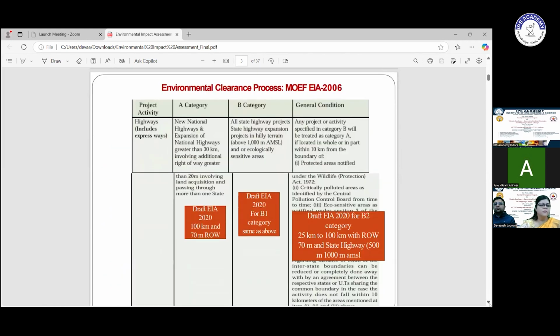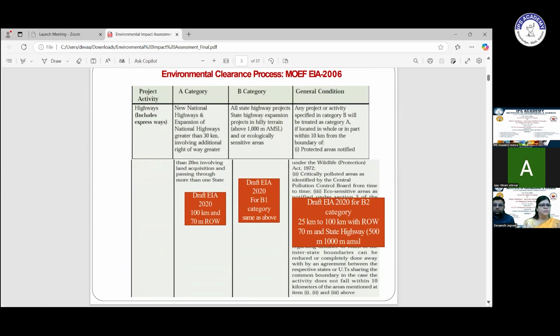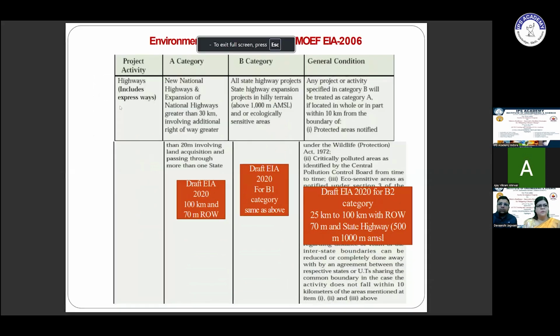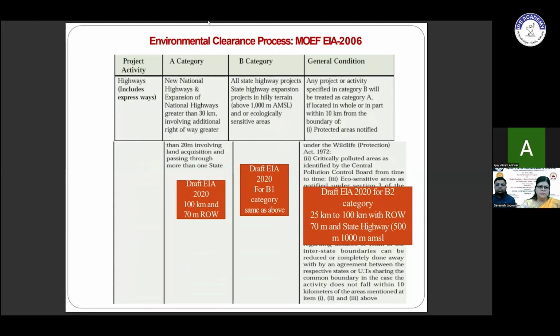Environmental clearance process. Example for highway, A category, B category, and general condition. So, for A category, this is as per the EIA 2006 notification, and the government is planning to modify the EIA notification in the year 2020, but it is still under preparation. And the government wants some changes, like in A category, we can see in the draft EIA 2020, the range of that distance is 100 kilometer as compared to 30 kilometer previously.